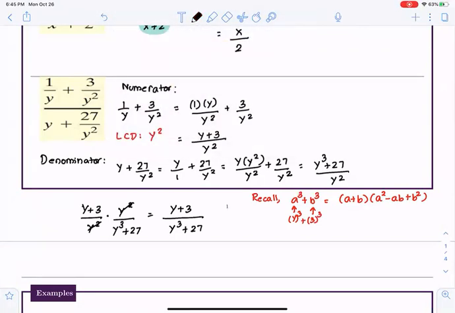So we have a and we have b. So I can rewrite the denominator as a plus b, which would be y plus 3, multiplied by a squared, y squared, minus a times b. In this case, it would be 3 times y. So minus 3y plus b squared. B is 3, so b squared is 9. Those two would go away, so the final answer is 1 over y squared minus 3y plus 9. This is one of many reasons why special products are quite important.